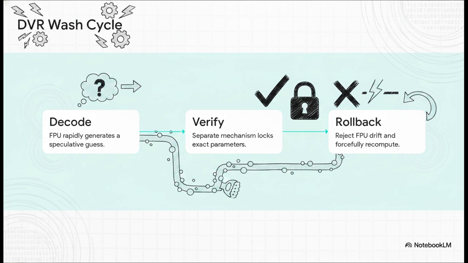But obviously, we still need speed, right? So forward-thinking developers are balancing the FPU's blistering speed with the ALU's exact truth using this genius wash cycle called decode, verify, rollback, or DVR. First, decode. The AI uses the FPU to rapidly generate a speculative guess. Second, verify. A totally separate deterministic mechanism takes those guesses and verifies them against exact mathematical parameters. Third, rollback. If the fast guess doesn't perfectly match the verification because of that floating point drift, the system forcefully rejects the bad data and recomputes. It is actively cleansing the microscopic gunk out of the hardware before it ever becomes a reality.